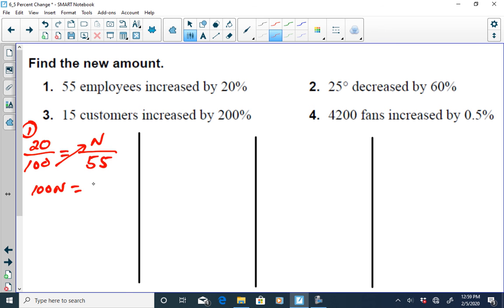55 times 20 is going to be 1100. And when we divide both sides by 100, they cancel. N is equal to 11. But that's only step one.